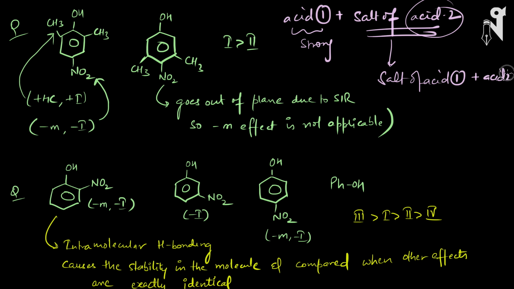So the reaction will proceed if there is a strong acid in the reaction. The strong acid will displace the weak acid from the salt, and the strong acid will form its own salt and acid 2 will be released. So let's understand this in detail.